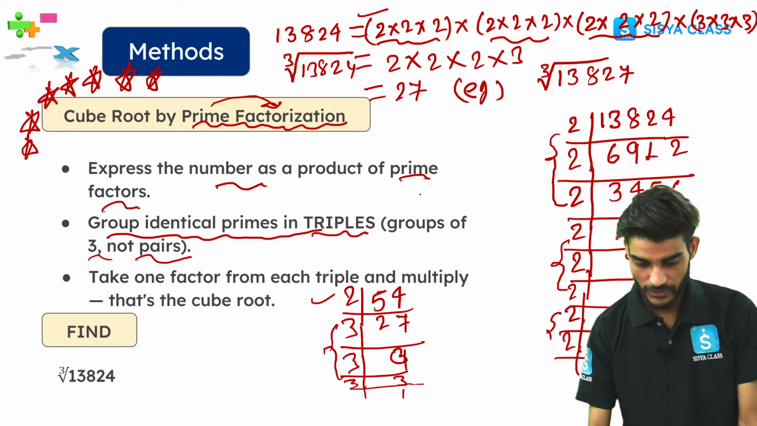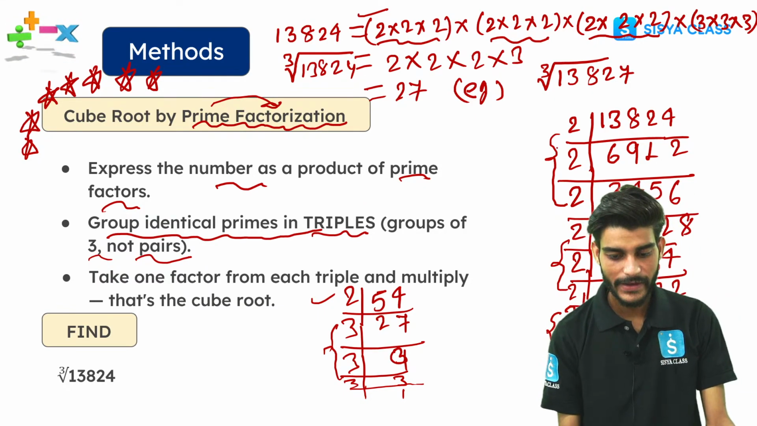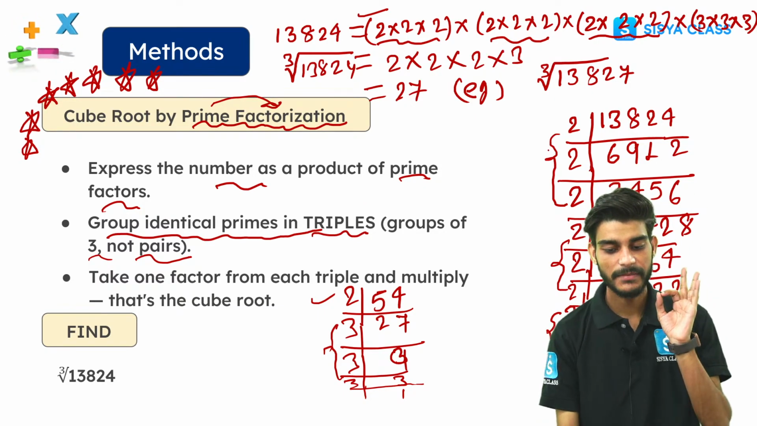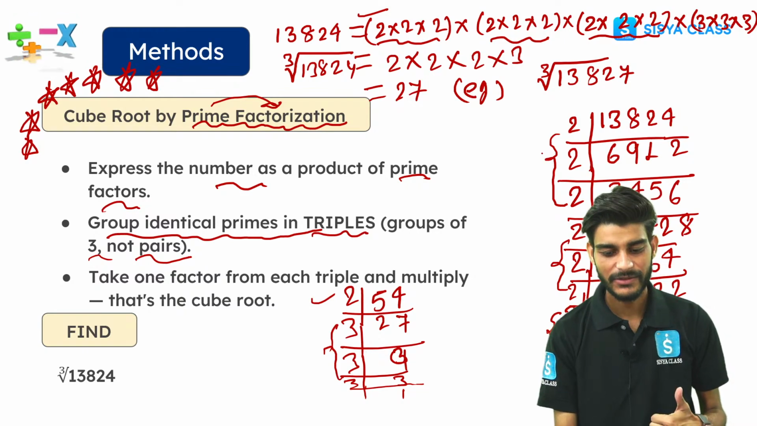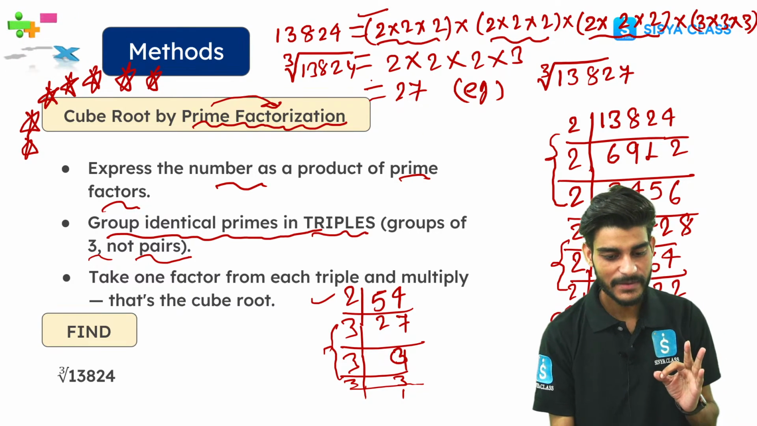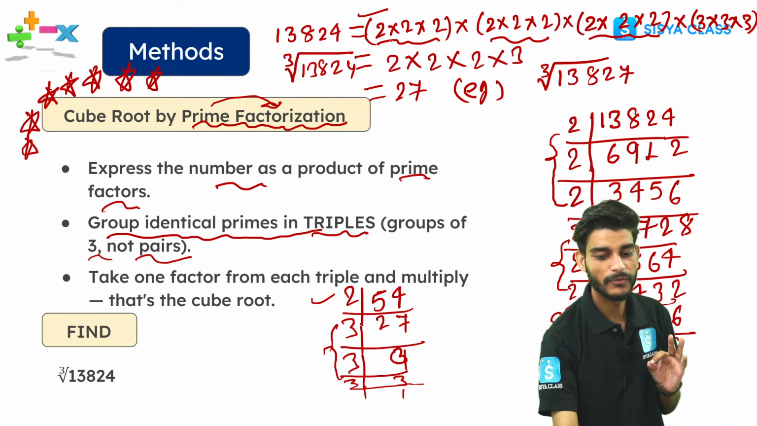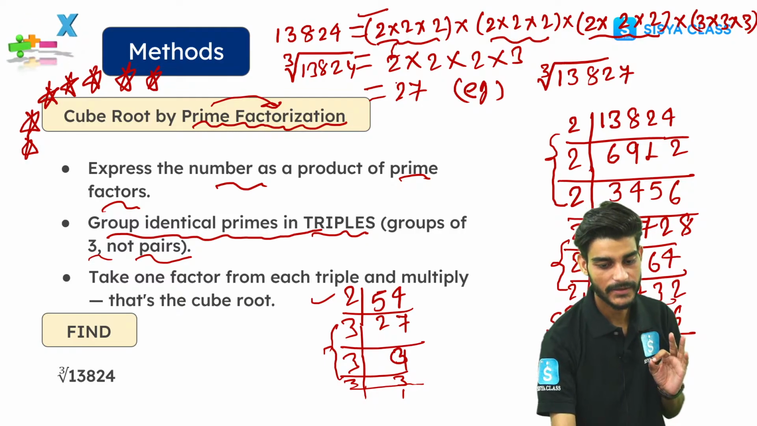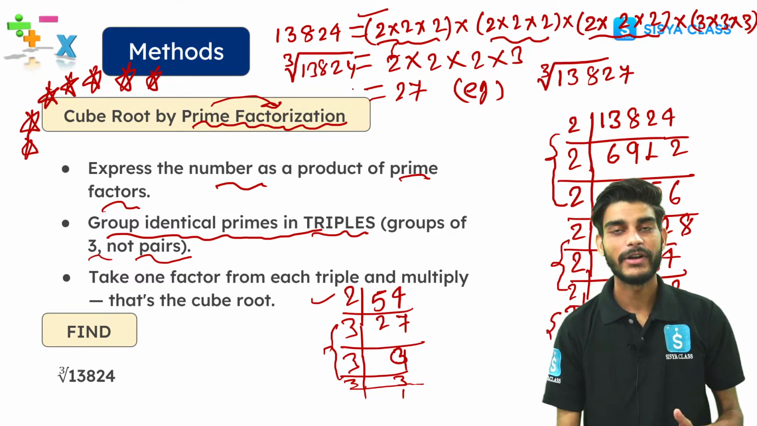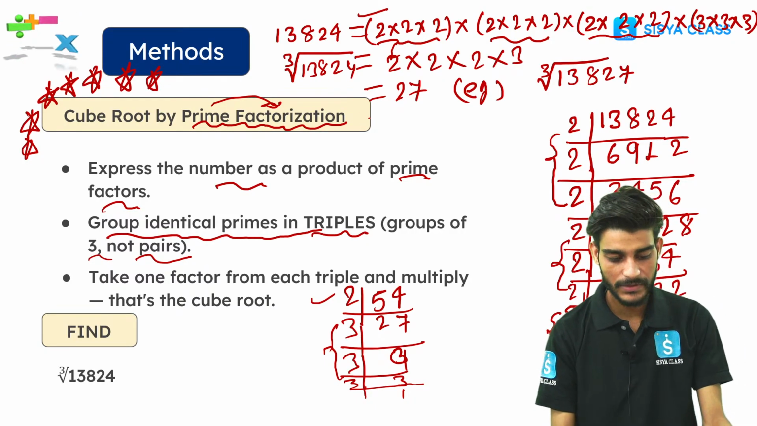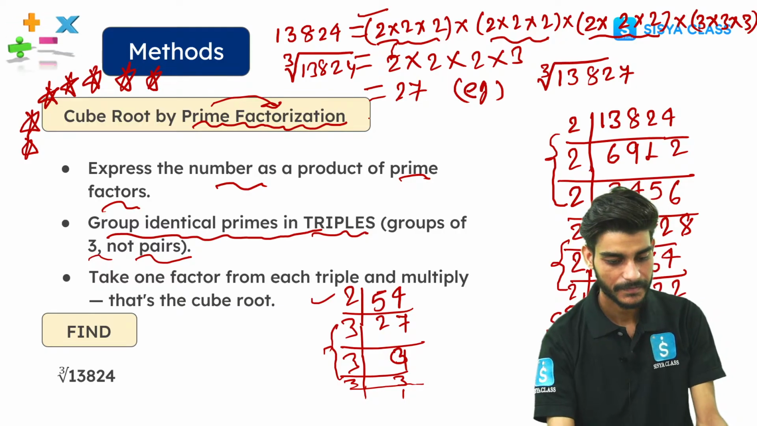Okay, so if you have to find the cube roots of any number by the prime factorization method, these are the steps that you need to follow. Clear? Just make the triples and pick one number from the triples. So the cube root of 13,824 equals 27. I hope this step is clear to you.